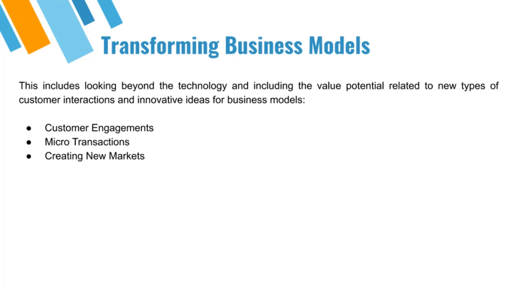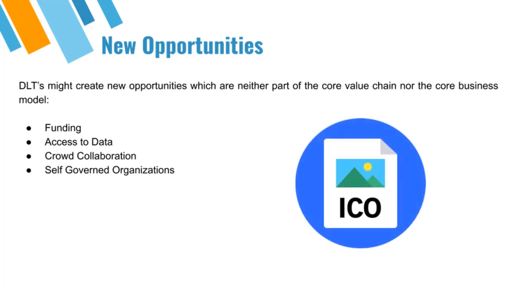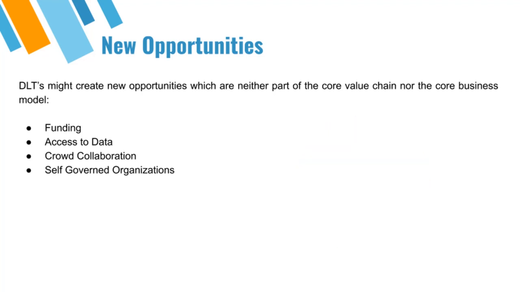goods or other services. The third type of innovation provided by distributed ledger technologies is related to new opportunities. Distributed ledger technologies might create new opportunities which are neither part of the core value chain nor the core business models. These could be something like funding, where we have seen the ICO rush of 2017, which made cryptocurrency offerings an acceptable means of funding for early-stage startups. A similar development can be anticipated for larger companies using security token offerings as a means of capital acquisition.